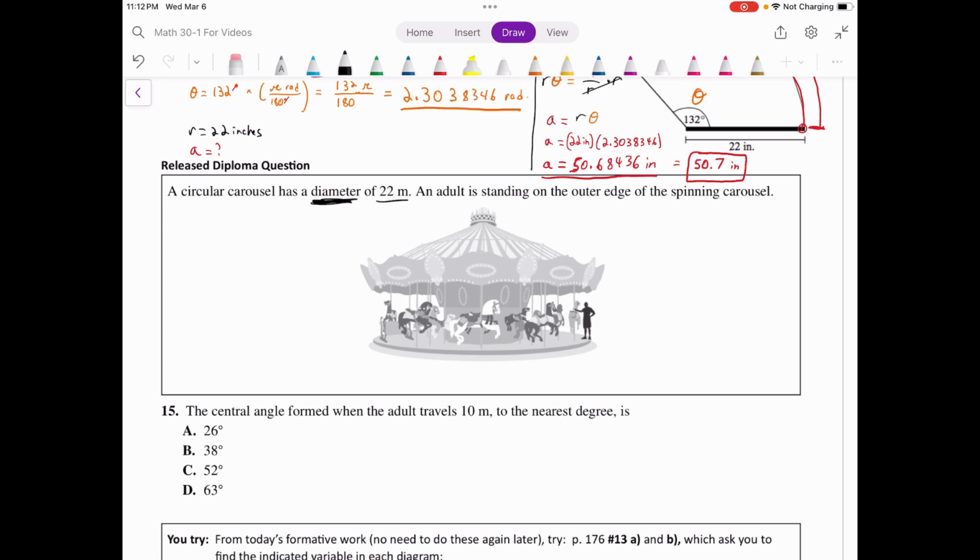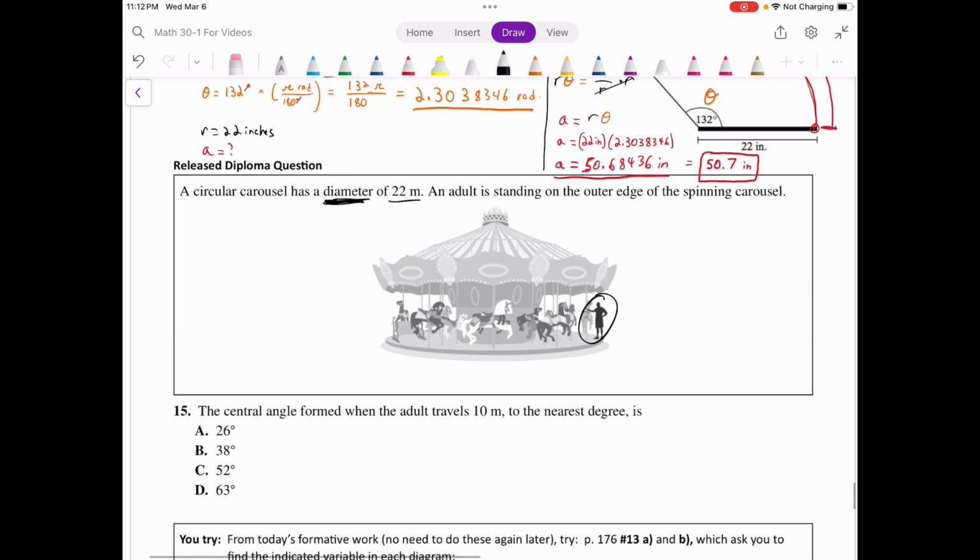An adult is standing on the outer edge of the spinning carousel. Okay, so there they are. They're on the outer edge of it, meaning that as this goes around, they're basically doing the biggest possible circle they could, right? If they were standing closer to the center, they'd be completing a smaller circle every time they went around, moving through the same angle, but the actual circumference of the circle that they're on would be smaller.